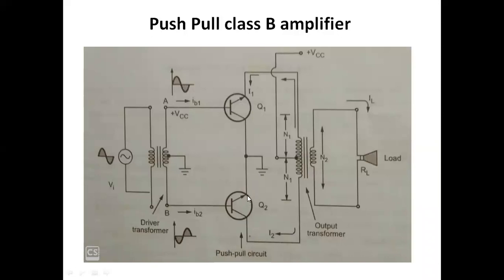Here we are using NPN transistors, and we can also use PNP transistors. In such a case, we apply minus VCC. If you are using NPN transistors, this supply is plus VCC, or if we are using PNP transistors, then we apply a negative supply, that is minus VCC. So this is the basic circuit arrangement of the push-pull configuration. Generally, the circuit uses NPN transistors, that is, both the transistors are in CE configuration.